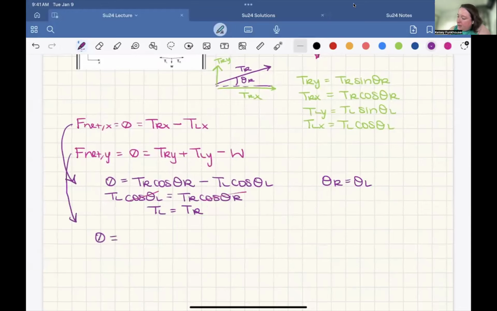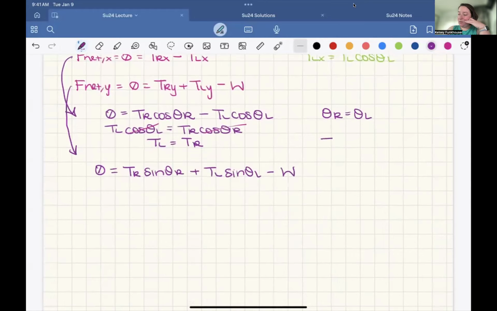0 equals, and here we will plug in the equations for the tension. So T_R sine theta_R plus T_L sine theta_L minus weight. One thing we can do, because we found just now that tension L equals tension R, and we also said that the angles are equal, is combine these. I'll just call it tension sine theta, but there's two of them, so we have to put a 2 in front. Okay, so 0 equals 2 times the tension times sine of theta minus the weight.